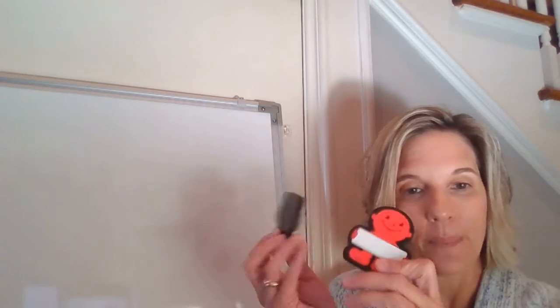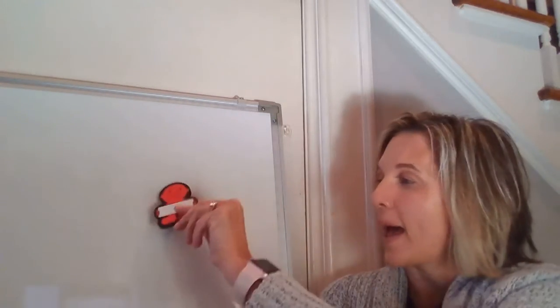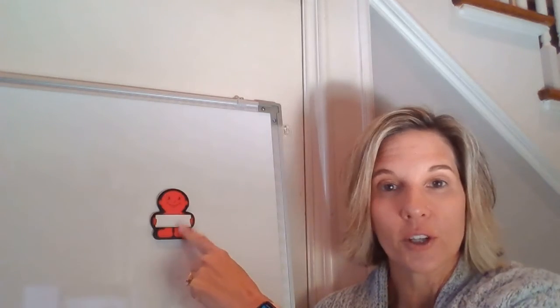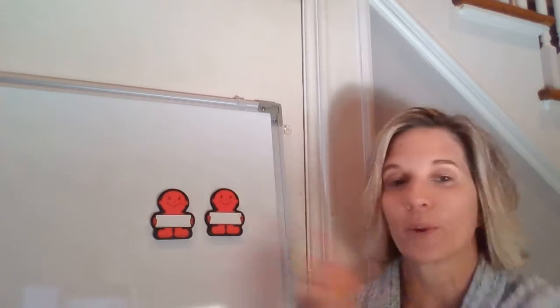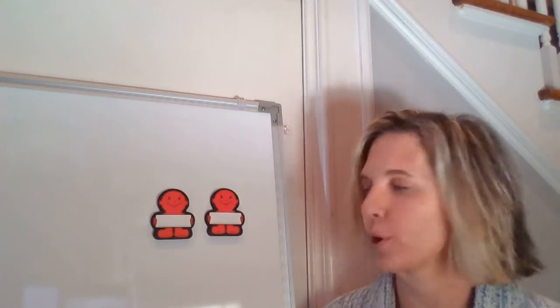So I've got my people magnets here. See them? Okay. And they're going to represent the parts of a word. One will have the first sound, and then this one will represent the rest of the word. So let me show you. I think you'll get the hang of it pretty quickly.